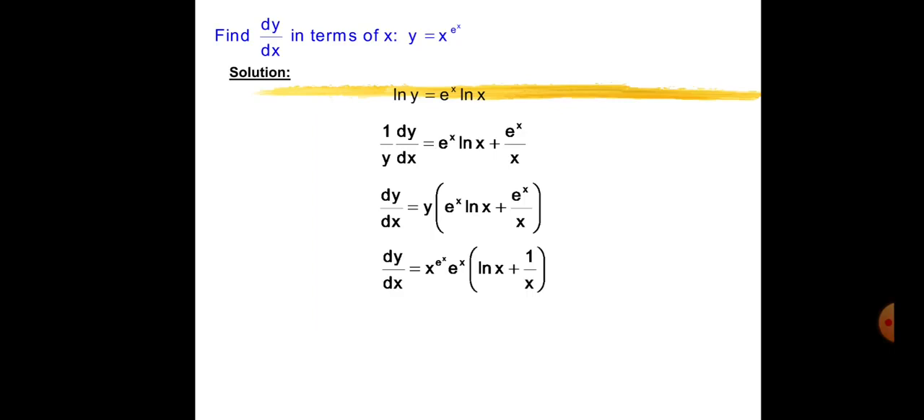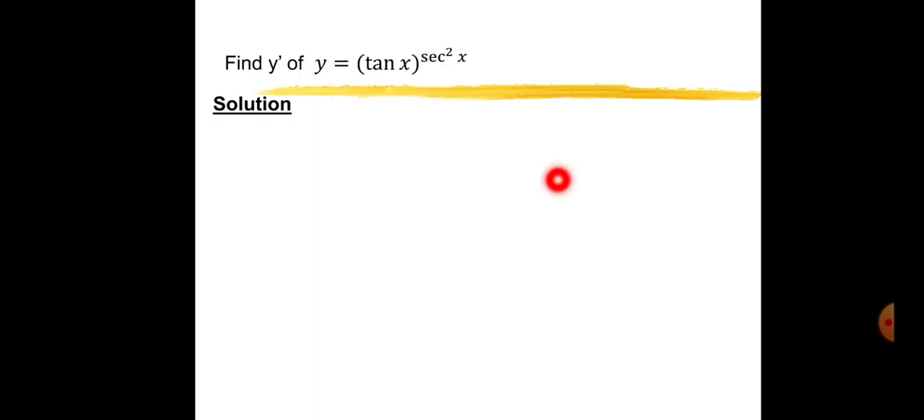Another problem. If y equals 10x to the power sec squared x, find y prime. As we have a function to the power of a function, there is no rule in the table of derivatives that can be used to find its derivative. So we have a problem with this power. We have to bring it down.